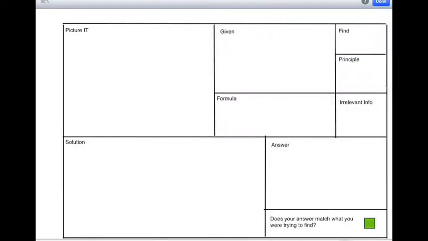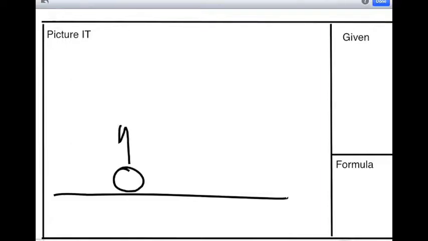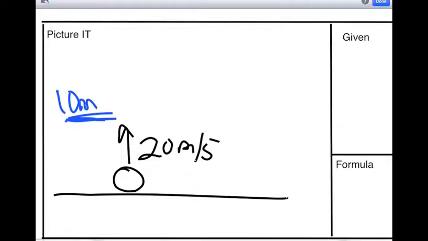Okay, in this example, we start off with what we know. We know we have a ball that is being thrown upwards from the ground, and it is initially thrown at 20 meters per second. And from that 20 meters per second, we want to know at what time it's going to reach 10 meters. So that's what we want to know.